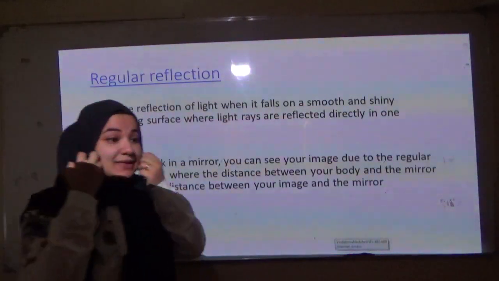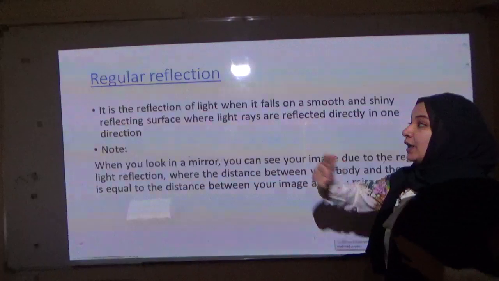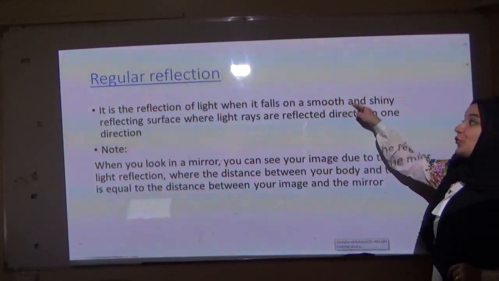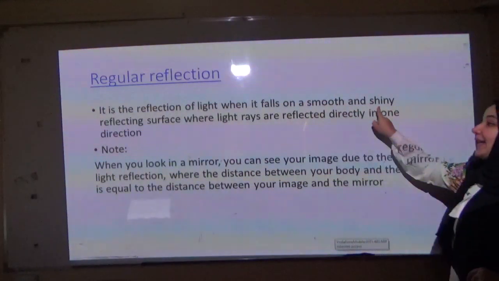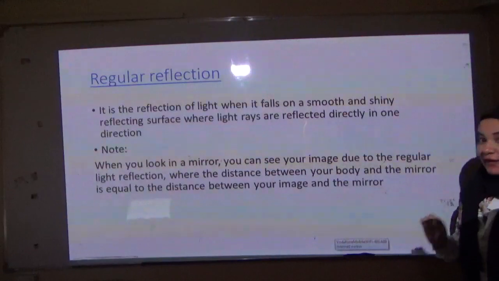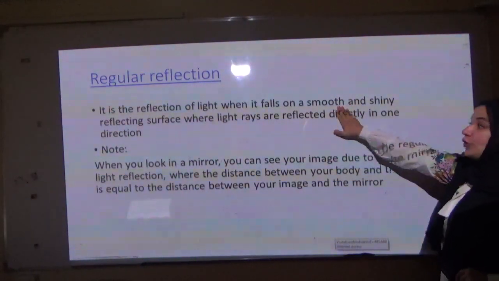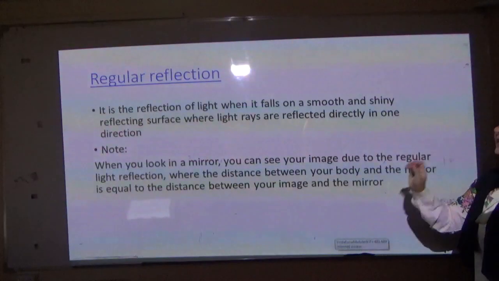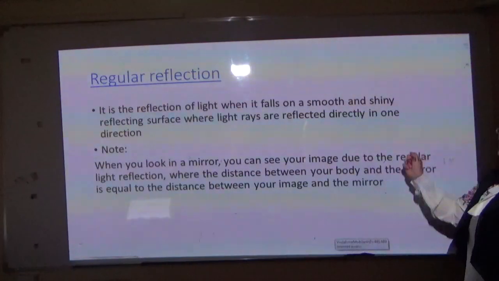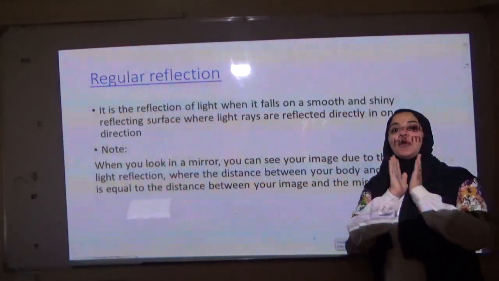Now, we will discuss what's meant by regular reflection. We said it's the reflection of light when it falls on what? On a smooth and shiny reflecting surface, where light rays are reflected in one direction.